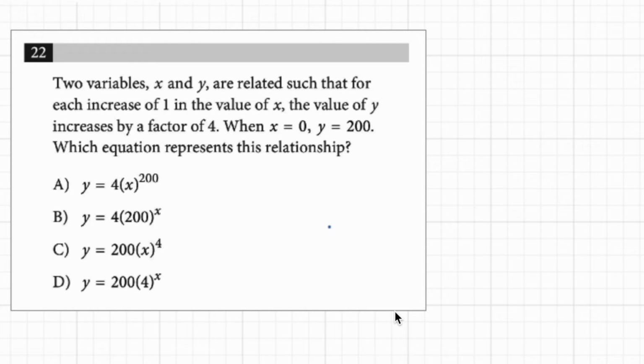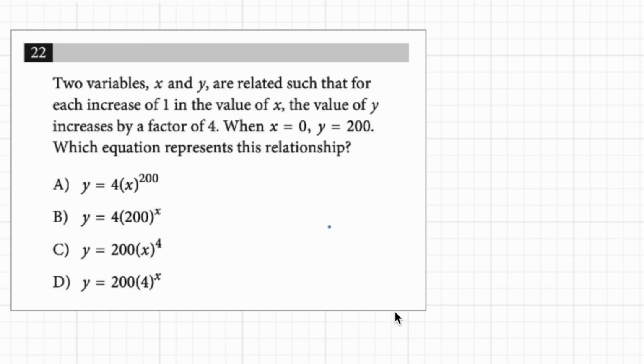Catherine, what are we solving for here with this question? So we're solving for an equation in A through D that represents the relationship when x equals 0, y equals 200. Now, I don't think it's super obvious just looking at the answer choices what the right answer is. Maybe it is to you. Ruby, Emma, is it obvious to you, thinking in algebraic terms, what the right answer is? No. Not at all.